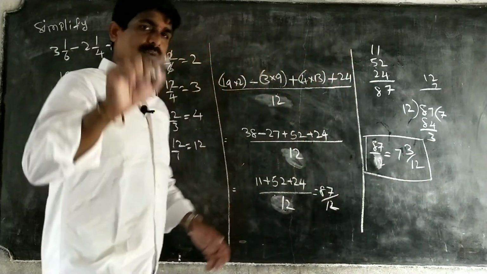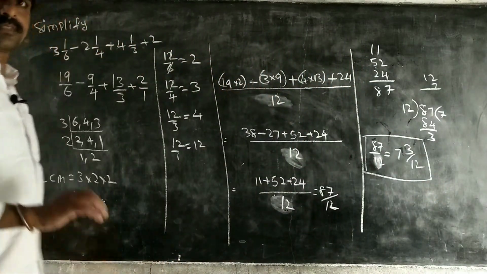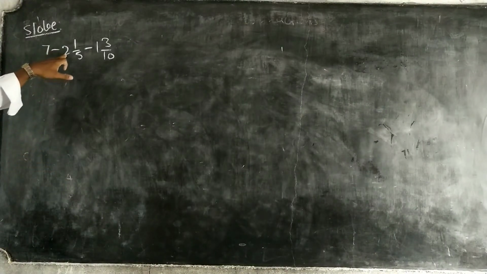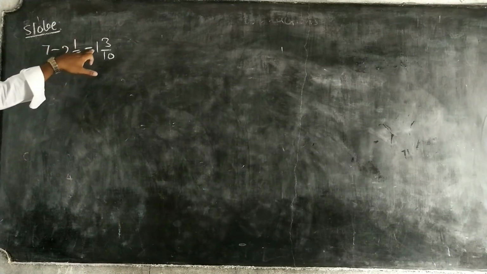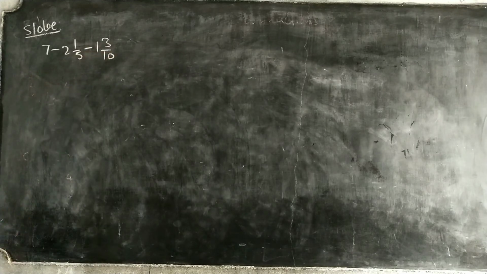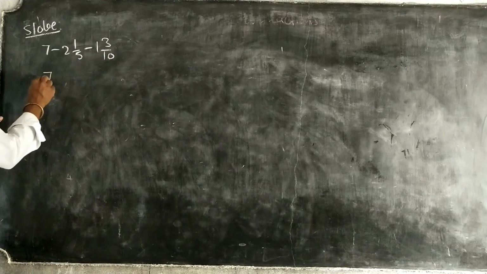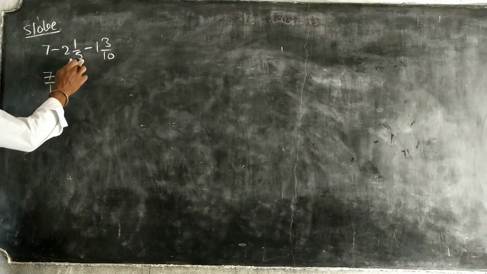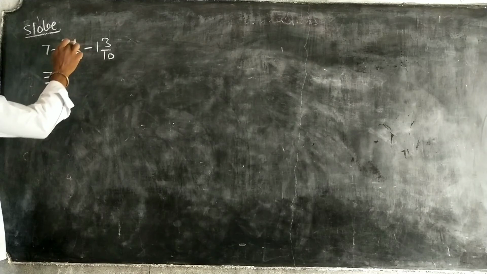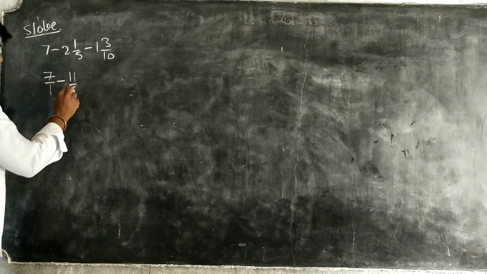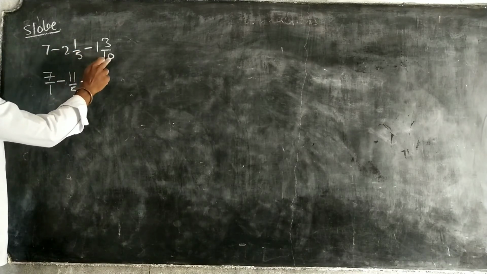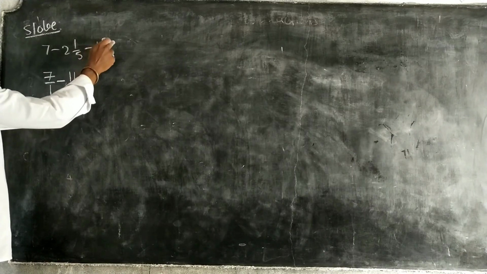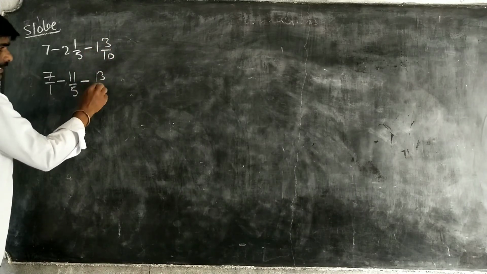Next problem we are going. Right. 7 minus 2 mixed 1 by 5 minus 1 mixed 3 by 10. How we have to solve? Okay, first 7 you have to write 7 by 1. Next, minus 5 2s are 10, 10 plus 1 is 11 by 5, minus as it is 2, 10 1s are 10, 10 plus 3 is 13 by 10.